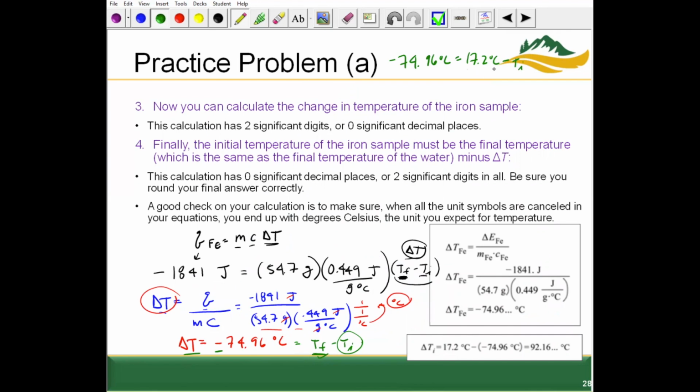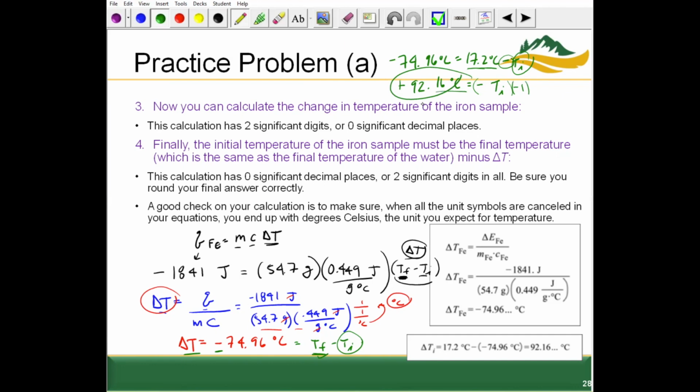So plugging in that value there for the T final, we can then solve for T initial by taking negative 74.96 minus 17.2 degrees C. Then there's still this negative sign out front. So then we would be multiplying both sides by -1. Then the negative sign cancels out on the other side. T initial then is 92.16 degrees C.